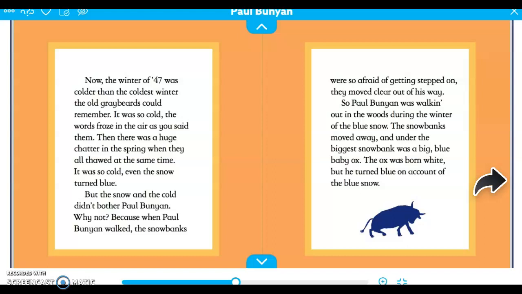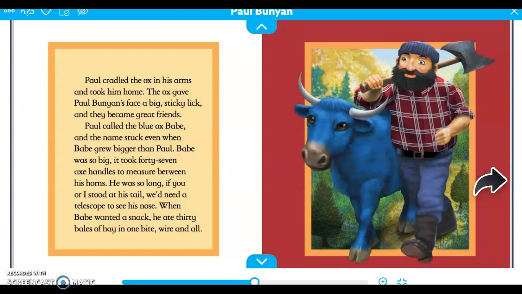So, Paul Bunyan was walking out in the woods during the winter of the blue snow. The snowbanks moved away, and under the biggest snowbank was a big blue baby ox. The ox was born white, but he turned blue on account of the blue snow. Paul cradled the ox in his arms and took him home. The ox gave Paul Bunyan's face a big sticky lick, and they became great friends. Paul called the blue ox Babe, and the name stuck even when Babe grew bigger than Paul.